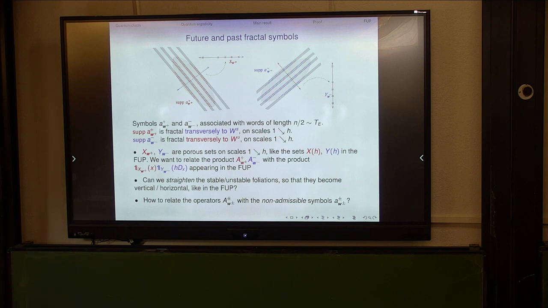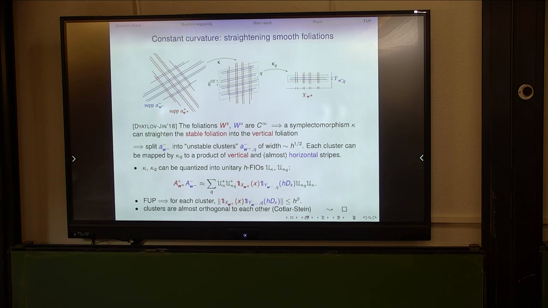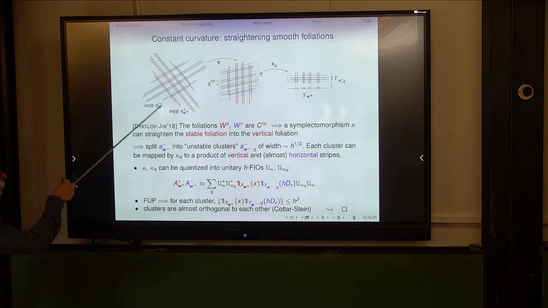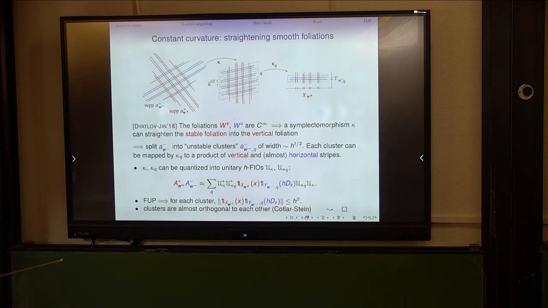Okay. So this can be done. One has to work with it, cutting into pieces. In constant curvature, these foliations are smooth, and because they are smooth, one can at least straighten up one of these foliations. So for instance, we can straighten up the stable foliation by a simple diffeomorphism kappa here. We can transform this stable foliation into a vertical foliation. But when you do it, the blue foliation, the unstable foliation, is not made horizontal straight away. You cannot do it simultaneously.